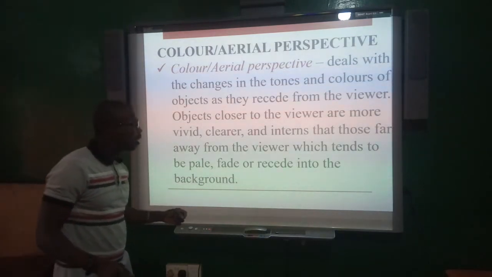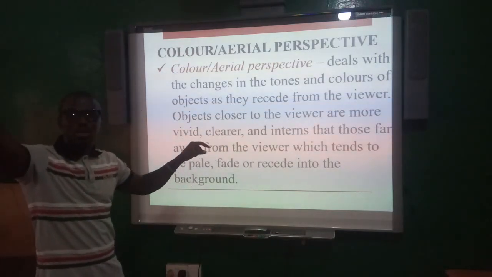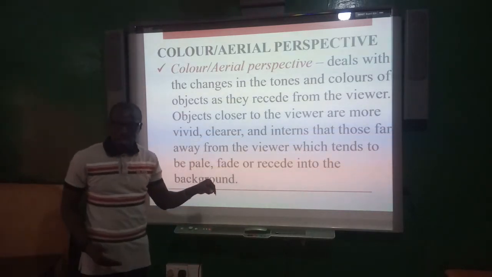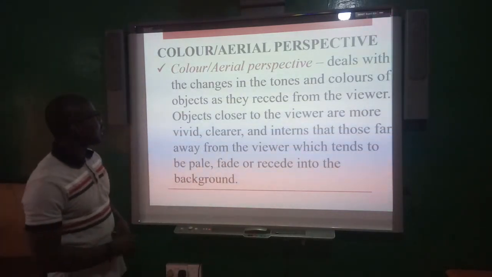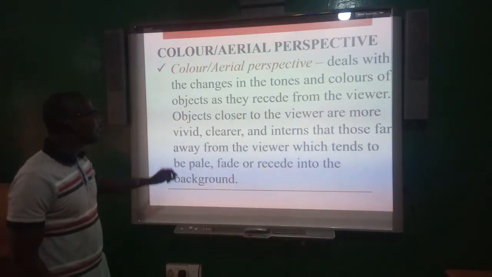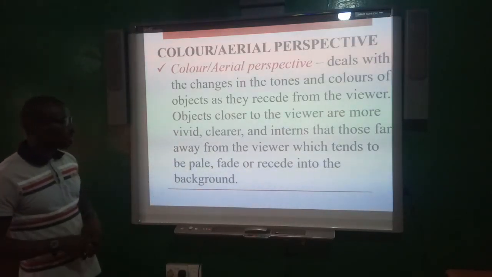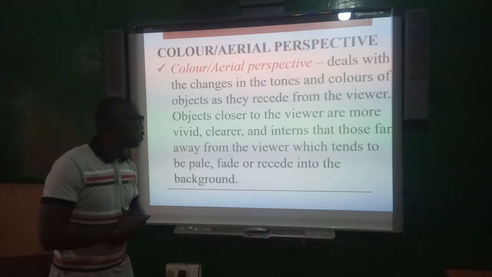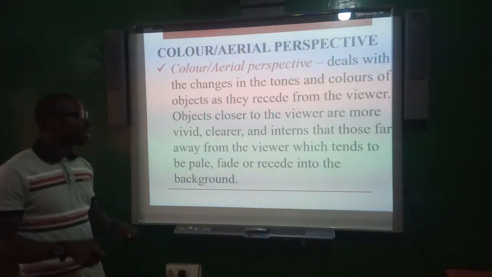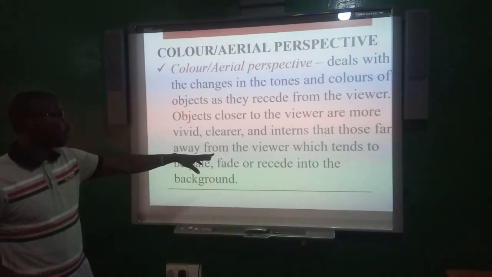So what you do is, those that are in a distance, their colors will be very, very pale. You see them in a paler form as compared to those who are closer. You also said that objects closer to the viewer are more vivid. Take note of these keywords, they are very, very important. Objects that are closer to the viewer are more vivid, clearer, and intense than those far away from the viewer.